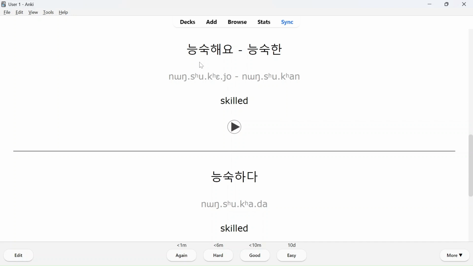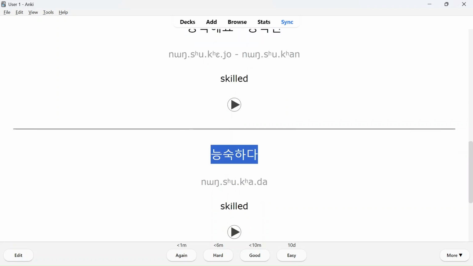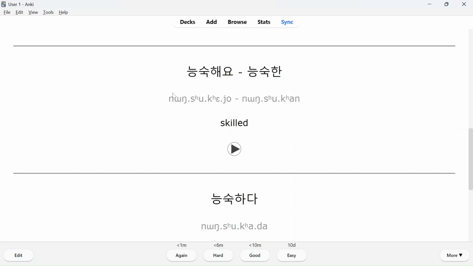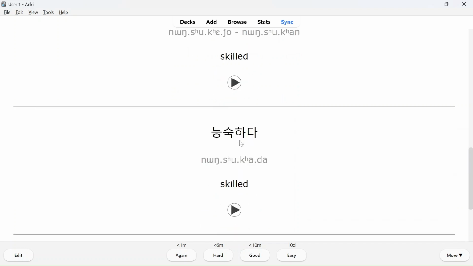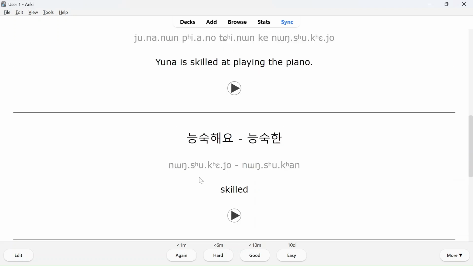However, when it comes to adjectives, this is different. Korean adjectives change form when they are used in sentences. So on the back of the card, you will see the adjective more than once. You can see we have an adjective over here and over here as well. Now I would like to note that the polite form, which is this one, will be used in sentences. And this is the dictionary form. And this is what you will look up if you look for the word skilled in the dictionary.